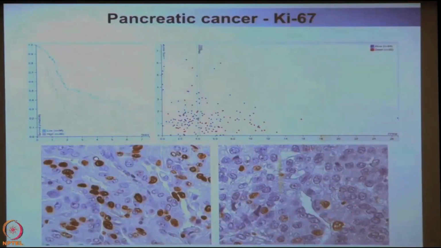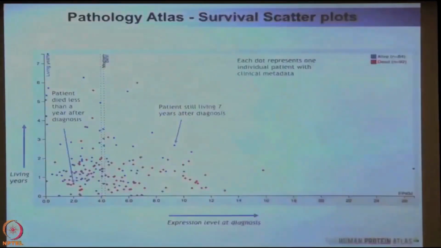This is then the Kaplan-Meier curve where the cutoff is not the median, but is set at the best, highest significance, at the lowest p-score. This is exactly the same data as this. And I'll show you what this scatter plot is. So the scatter plot has then living years on the x-axis. And then here you can see the level of RNA for Ki67 as an FPKM value.